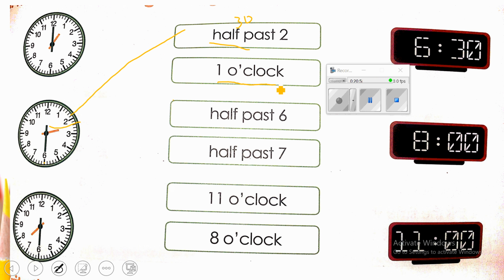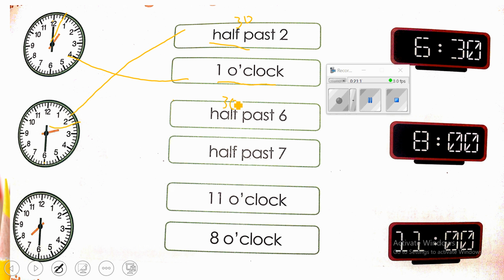1 o'clock. What is 1 o'clock? 1, that means the minute hand on 12. Where is it? Here, on 12? Yes, and the hour here on 1. Perfect. Half past. Half past means 30.